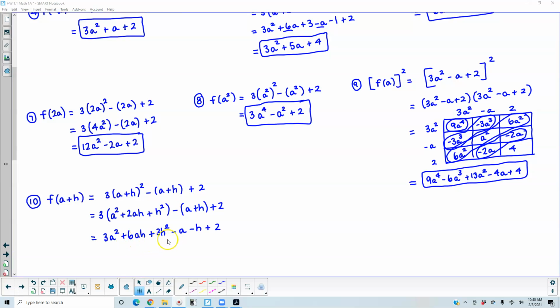And then checking to see if we can combine like terms. There's nothing else for us to combine. So therefore, there is our result.